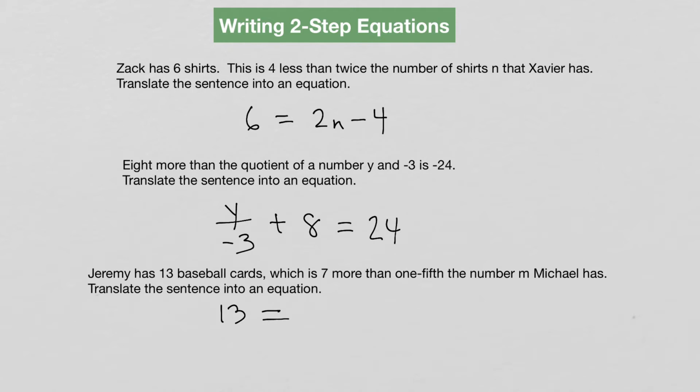Which is 7 more than, okay, so it's going to be 7 more than 1/5 the number M. 1/5 the number M. And the number M is what Michael has. Okay, so let's review this. Jeremy has 13 baseball cards, which is 7 more than 1/5 the number M Michael has. Hopefully this makes more sense to you. Now we're going to take this up another level, and we're going to use it in a word problem.